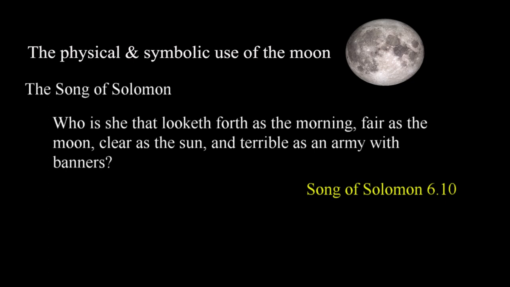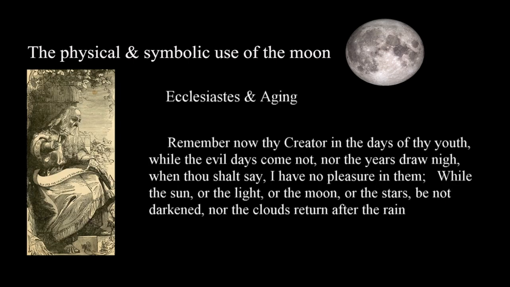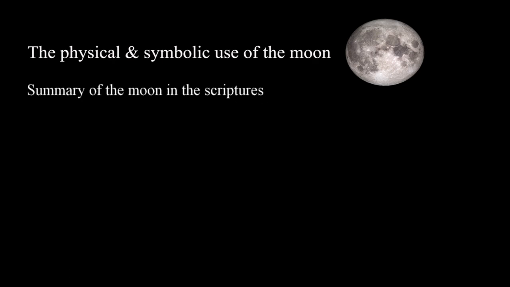Solomon also wrote the book of Ecclesiastes and employs the moon as an image in the aging process. "Remember now thy Creator in the days of thy youth, while the evil days come not, nor the years draw nigh when thou shalt say, I have no pleasure in them, while the sun, or the light, or the moon, or the stars be not darkened, nor the clouds return after the rain," in Ecclesiastes 12:1 through 2. This is a sampling of passages that appear in the Old and New Testaments that incorporate the moon.